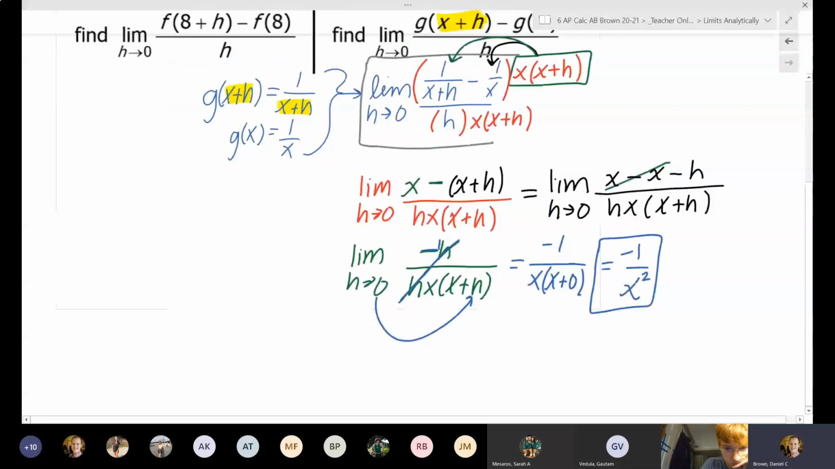Any questions or things I should clarify about that? So you can get an expression for an answer, like that's your final answer?